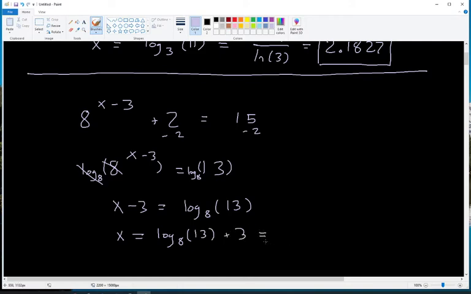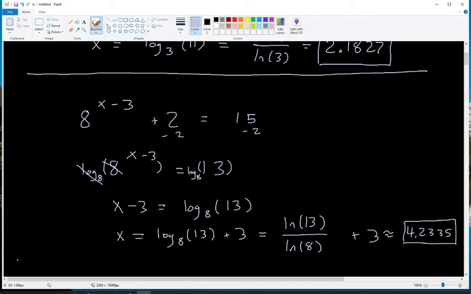Again, if we want to type that into our calculator, it's natural log of the parentheses part 13 divided by natural log of the old base 8, plus 3. So I rewrote the log base 8 of 13 in this form so I could type it into my calculator. And we'll round this to like 3 or 4 decimal places. So natural log of 13 divided by natural log of 8 plus 3 is 4.2335. And that's our answer.